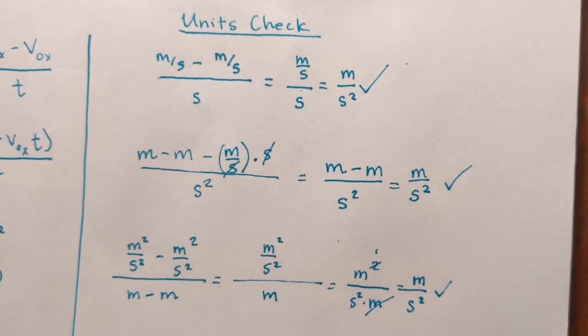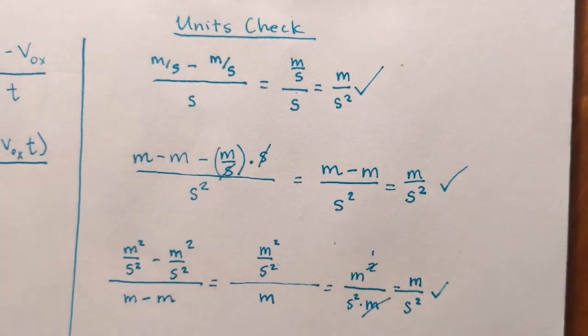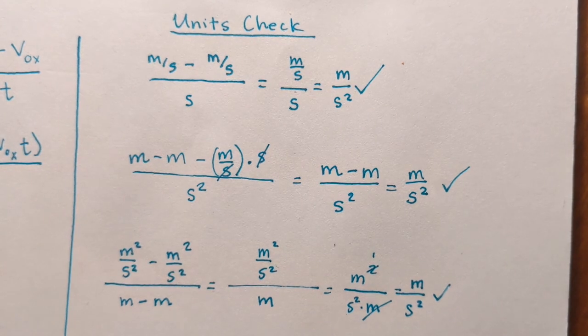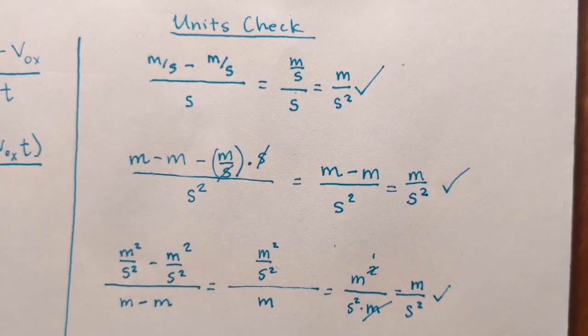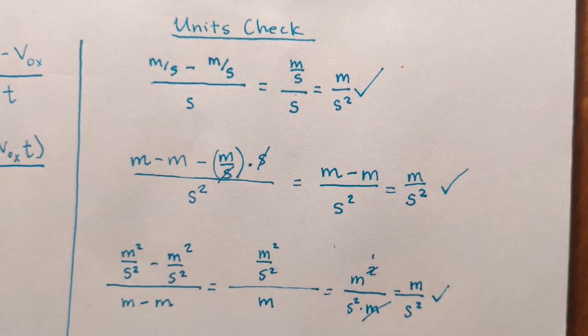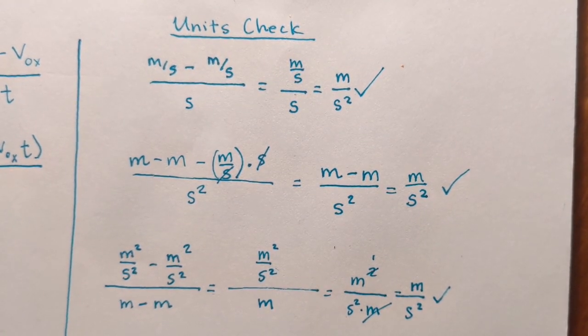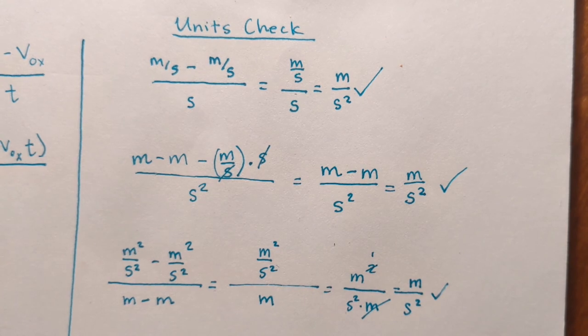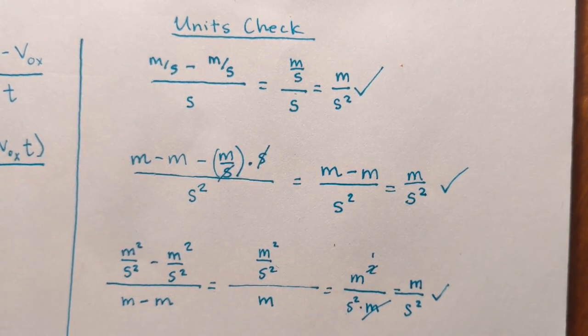So this is how you do unit checks. I'm showing you this for acceleration. You're going to be quizzed on this, so make sure you know how to do it. But essentially, you can use this method of plugging in units to make sure that your equation is correct and you're ending up with the units that you want.